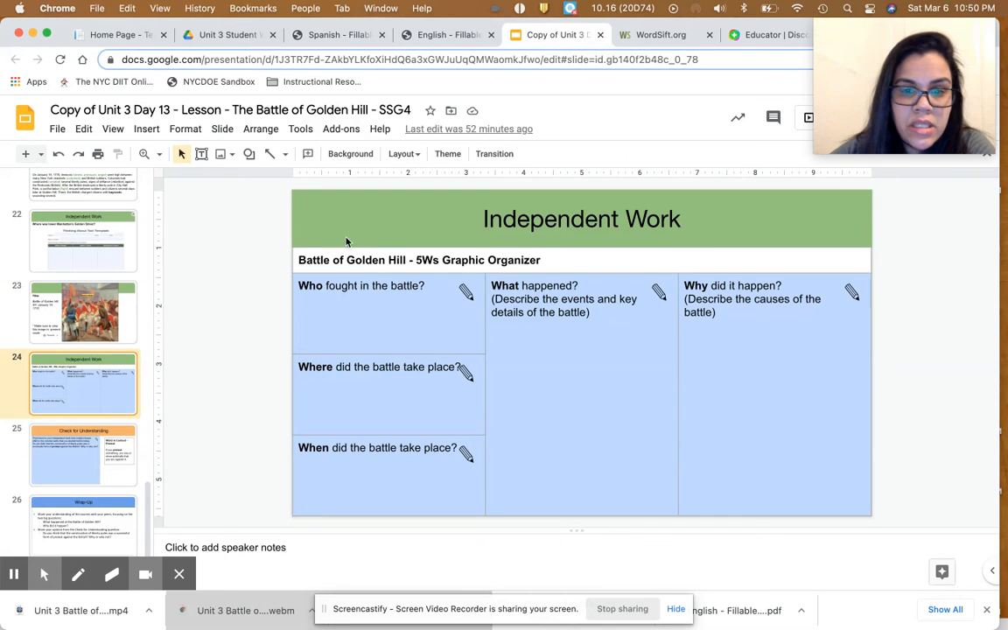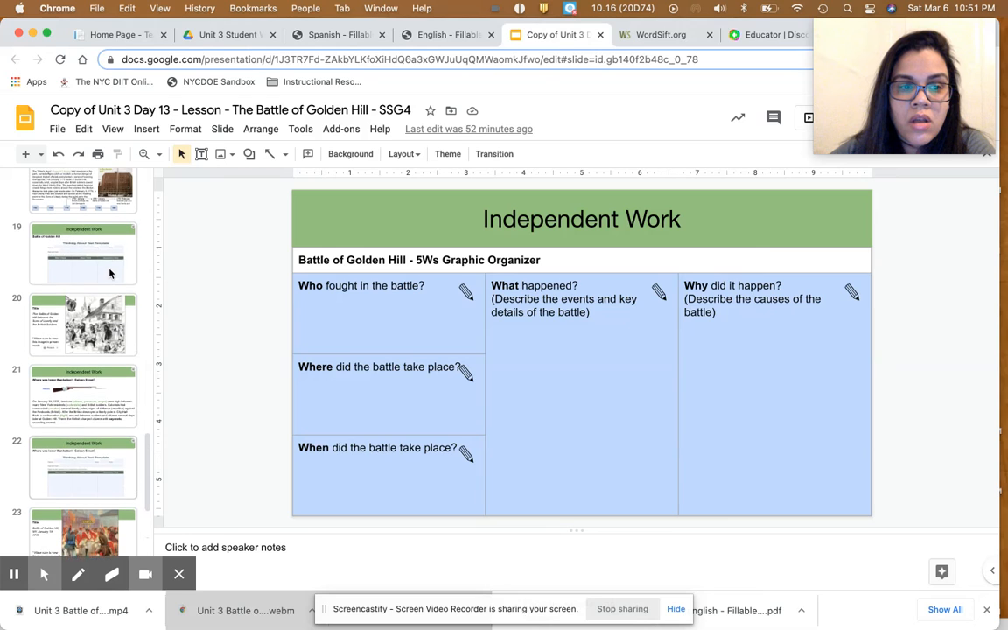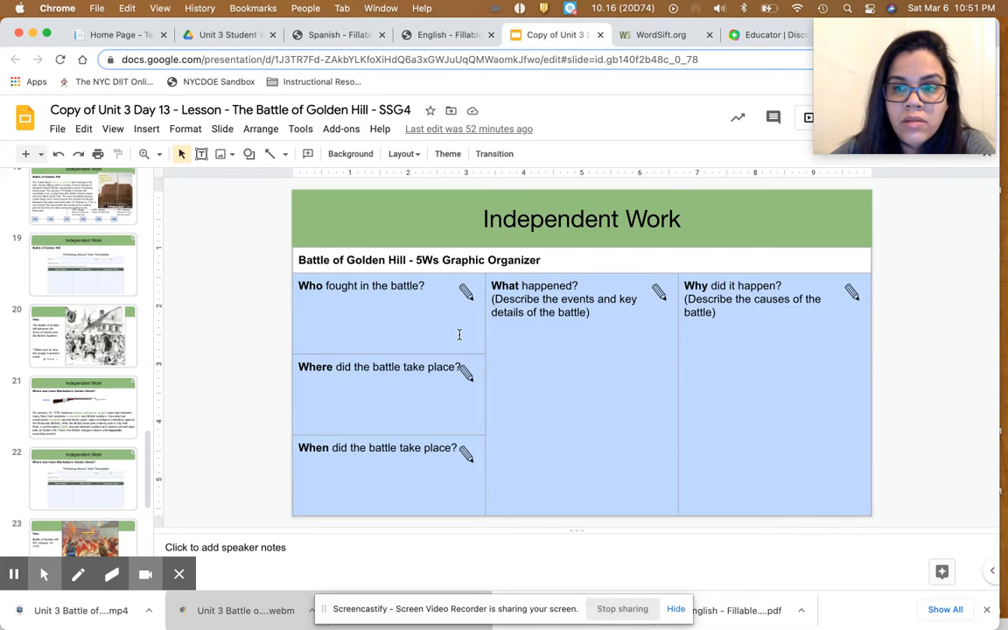Now, it also says for independent work, students can use the 5 W's graphic organizer to summarize what happened, what they learned, not just from the sources, but also from the images. So the questions are: who fought in the battle? Where did the battle take place? When did the battle take place? What happened and why did it happen?